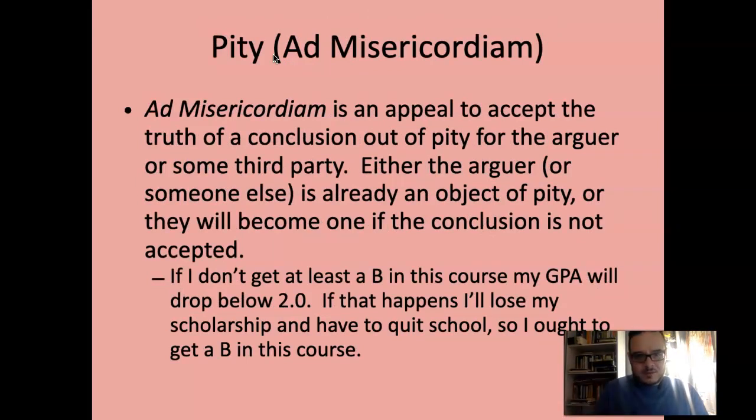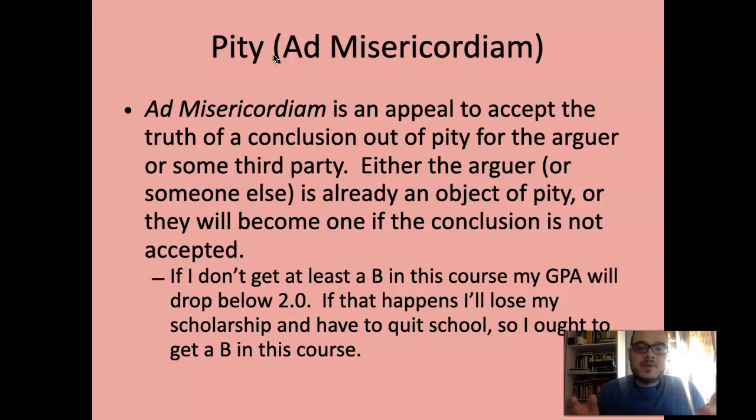Argumentum ad misericordiam. My Latin is pretty bad. Ad misericordiam, or the appeal to pity, is an appeal to accept the truth out of pity for the arguer or some third party. Either the arguer or someone else is the object of pity, or they will become one if the conclusion is not accepted.